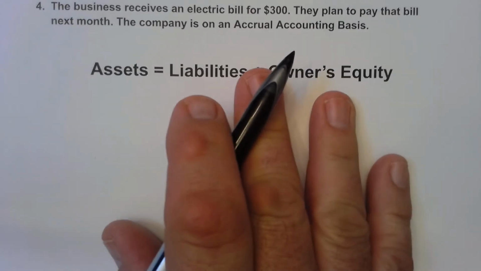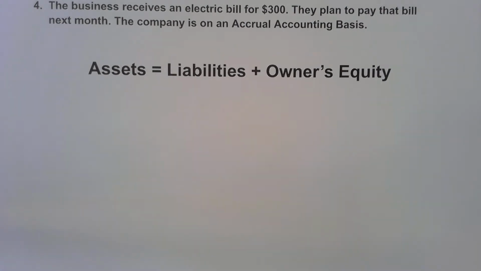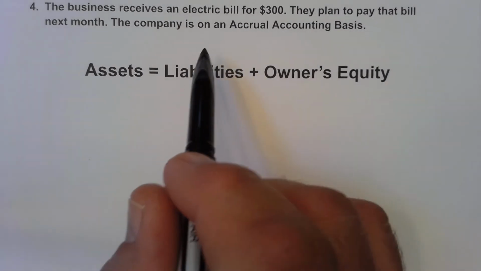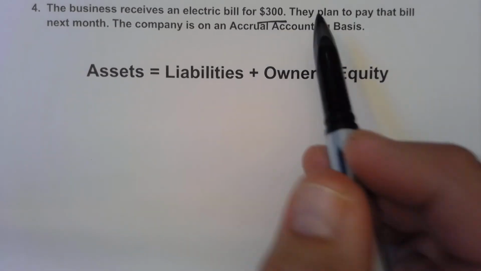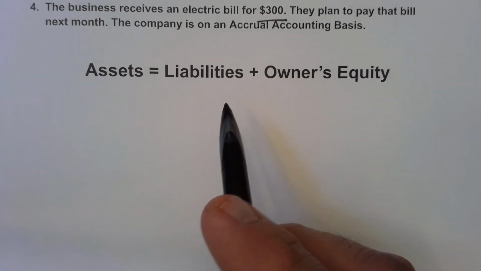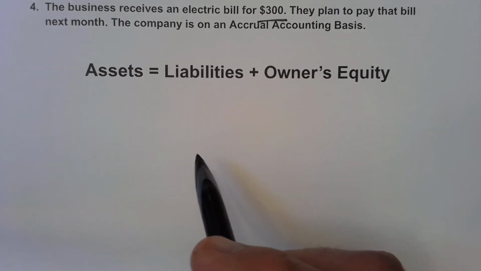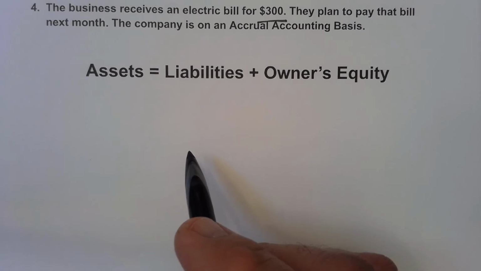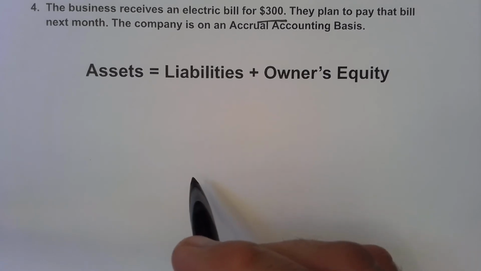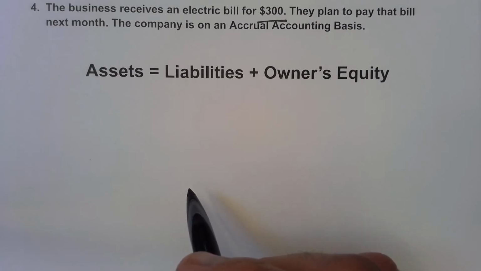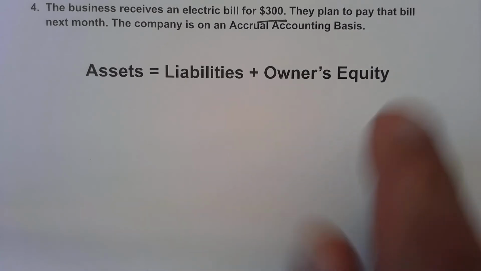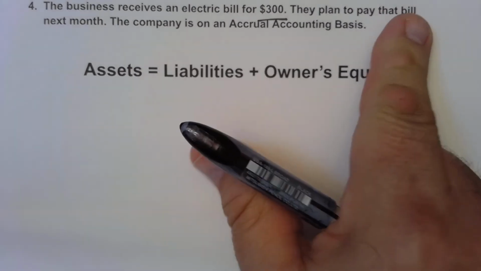In our final example, which is a little trickier, the company receives a $300 electric bill. Even though the company does not plan to pay the bill until next month, it must recognize that bill as soon as it is received, because the company is on accrual accounting basis. To better understand accrual accounting versus cash accounting, check out the video linked above.